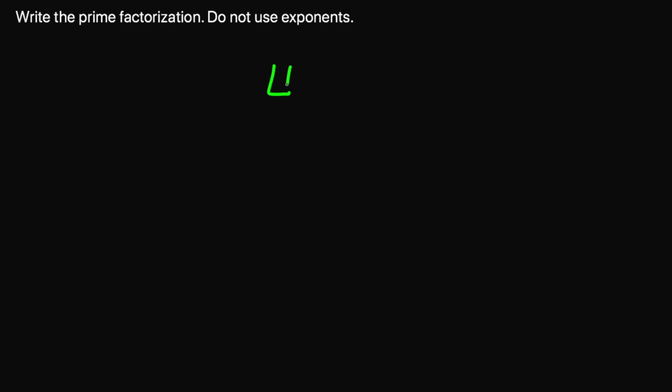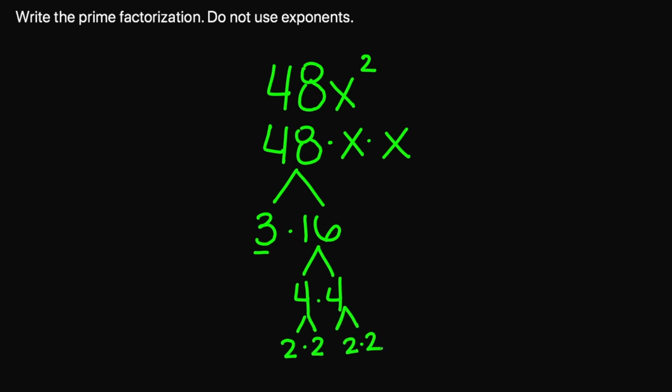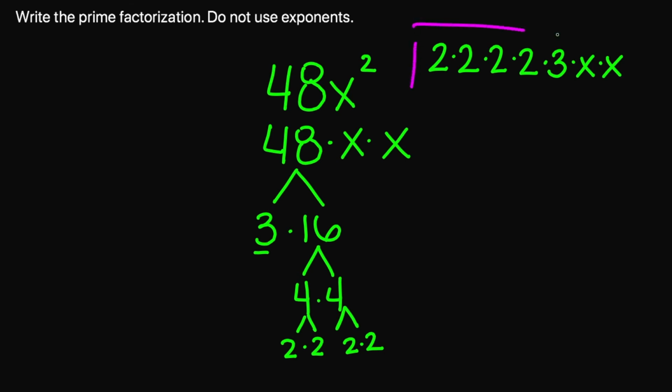What about 48x squared? Separate into 48 times x times x. My 48 can factor into 3 times 16. 3 is already a prime number. I can factor the 16 into 4 times 4. My 4 can be factored into 2 times 2, and this other 4 into 2 times 2. So my prime factorization is going to be 2 times 2 times 2 times 2 times 3 times x times x. And this is your final answer.